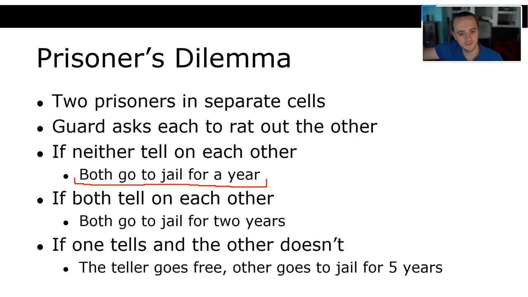But if one tells on the other one and the other one doesn't, then the teller is going to go free and the other one is going to get 5 years in jail, right? Because you told on the guy. You gave them evidence to convict that guy, but the other guy didn't give any evidence to convict you. So you tell on them and they go to jail for 5 years.